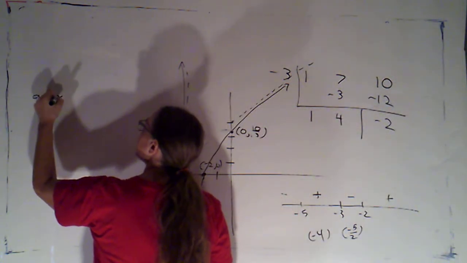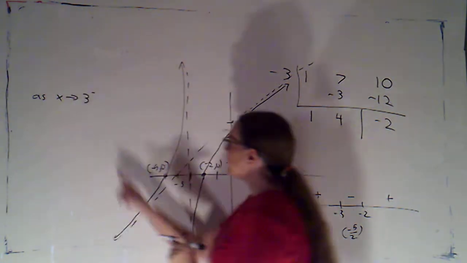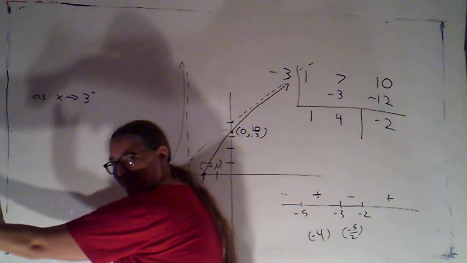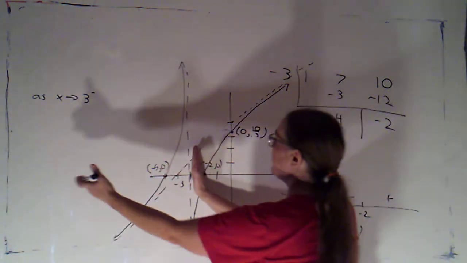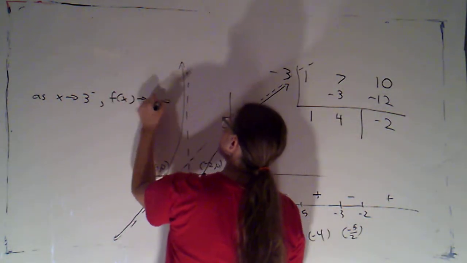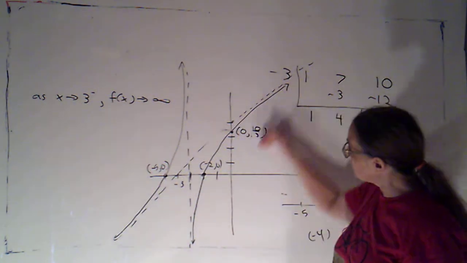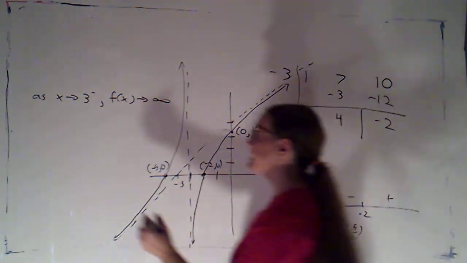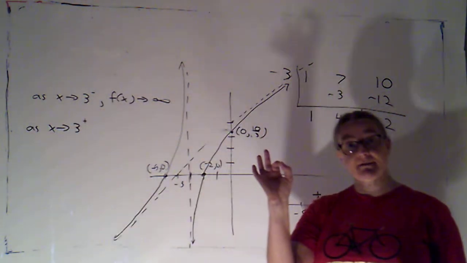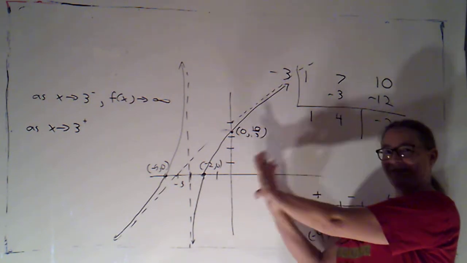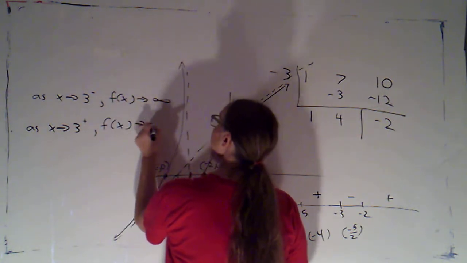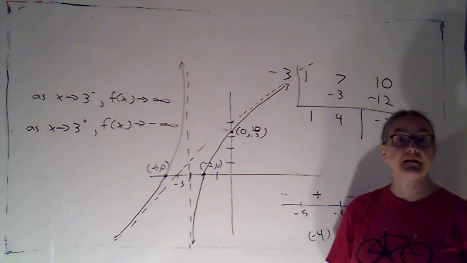I would say as x approaches -3, when I put a superscript of a negative sign, that's saying I'm coming from the negative side of my number line, that's coming from the left. Coming in from the left, we're going up, so I would say f of x goes to infinity. Then to describe the behavior coming in from the right, as x goes to -3, I would put a superscript of a plus sign to indicate that we're coming from the positive side of the number line, or from the right. f of x is going down, so towards negative infinity.